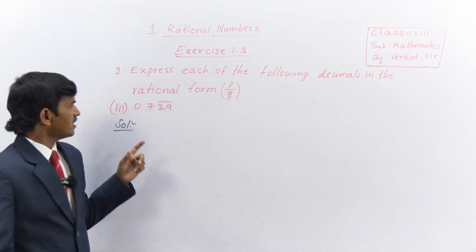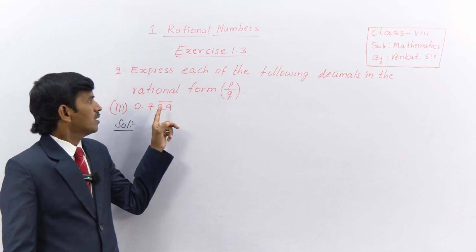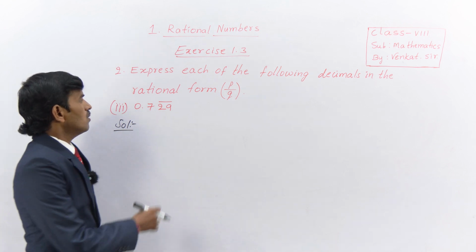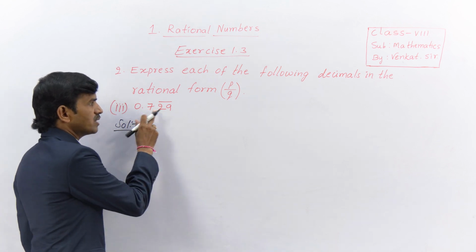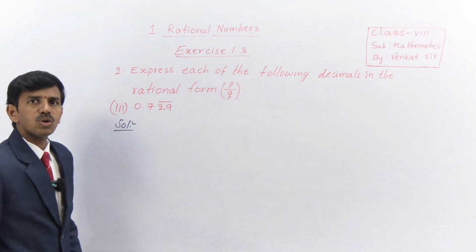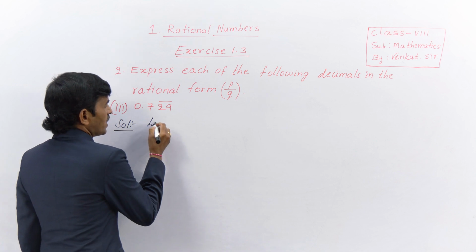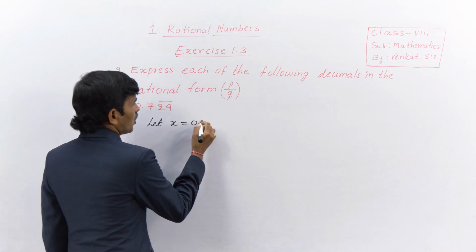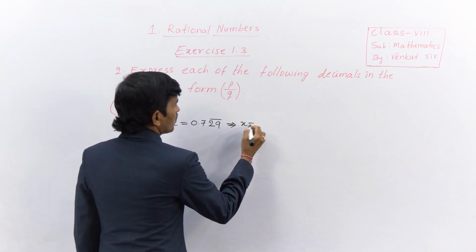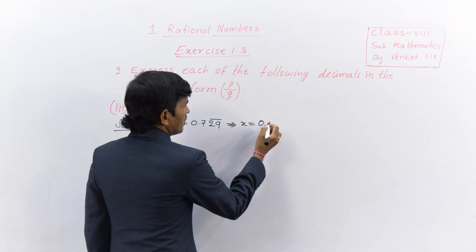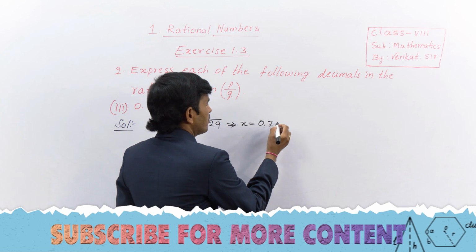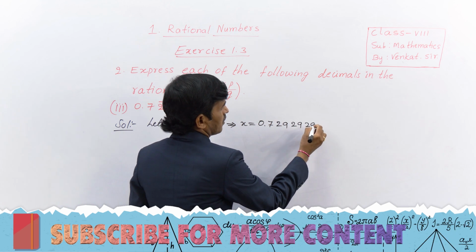Let us see the next question, that is 0.729 bar, with the bar only over 2 digits, that is 29. So here a non-repeating decimal value is there and at the same time repeating decimals are also there. So in this case we have to follow this rule. First let x is equal to 0.729 bar. That implies x is equal to 0.7, where 7 is the non-repeating decimal, but 29 is the repeating decimals, and so on.